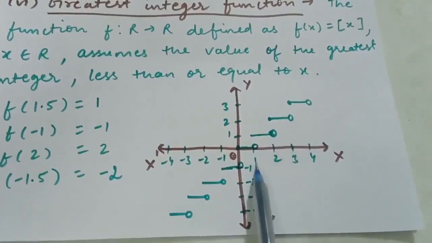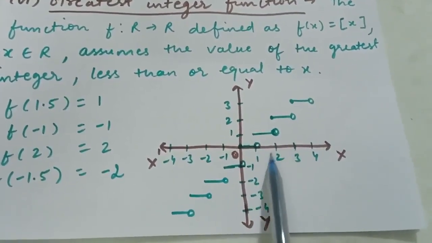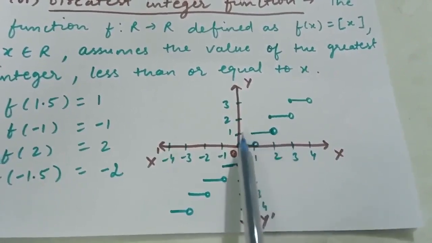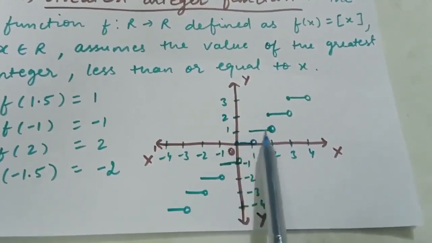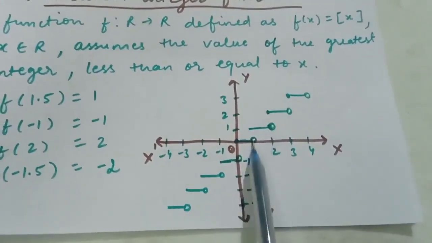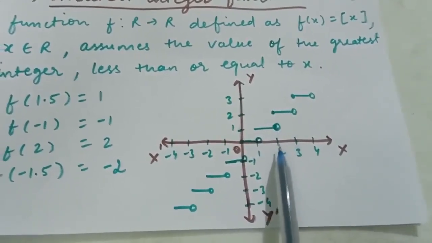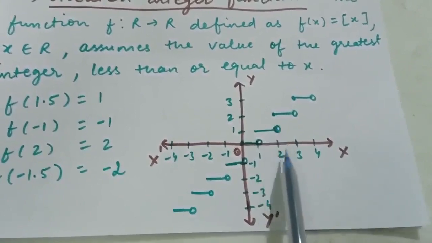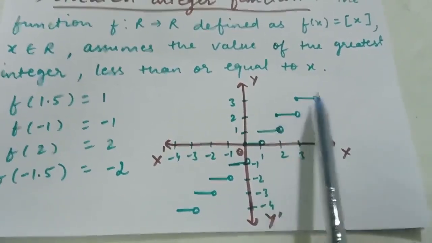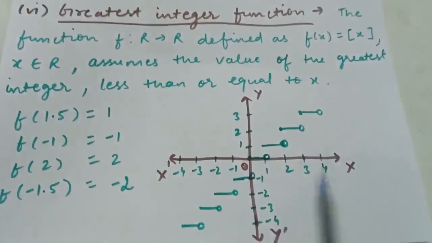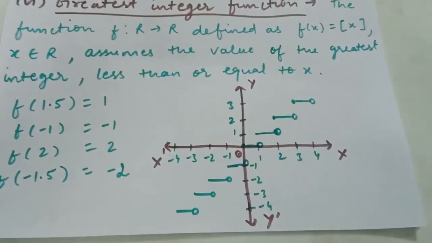Now from 1 to very close to 2, not at 2 but very close to 2, the value will remain 1, right? Similarly, here we will show an empty circle because at 2 the value is not 1, at 2 the value is 2. So this is the graph of the greatest integer function.